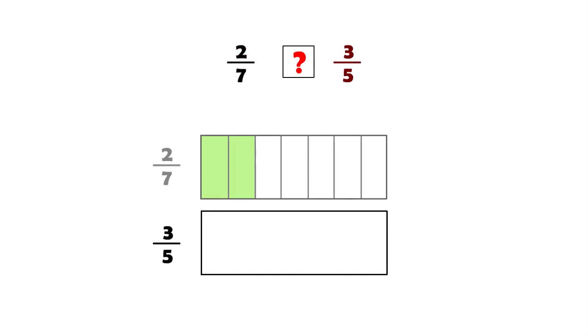For the fraction 3/5, we divide the whole into 5 equal parts, and then shade 3 parts. Look at the area models we now have. What do you see?